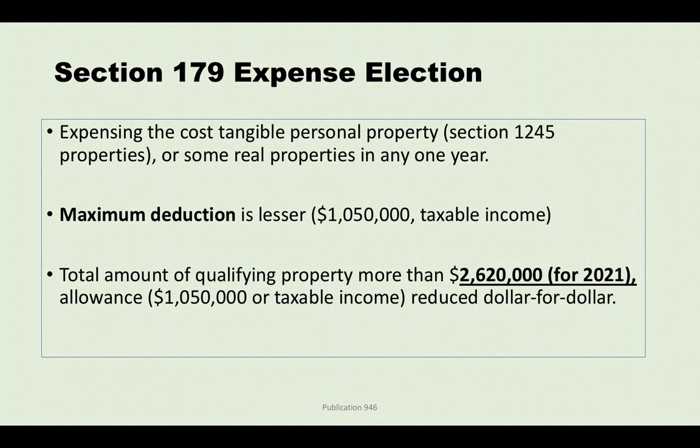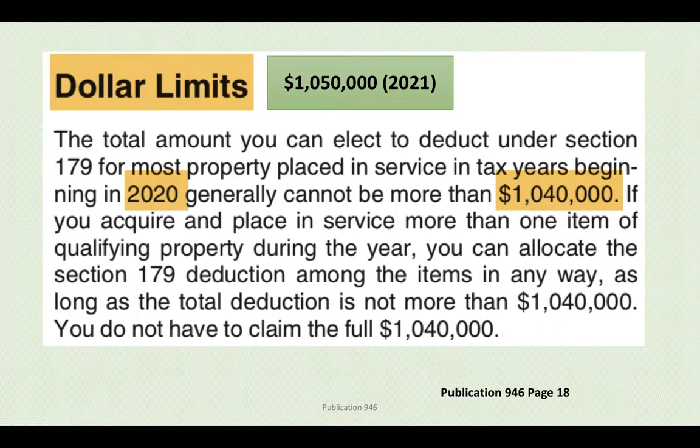The maximum deduction is the lesser of 1.05 million, which is the annual limit, and taxable income. So basically, that is how much you can deduct. If your taxable income is less than the annual limit, you can only deduct your taxable income. Also, consider the total amount of qualified property you placed in service for Section 179. If it's more than 2.62 million, every dollar above this reduces the allowance, no matter whether the allowance is your taxable income or the annual allowance. I have an example coming up.